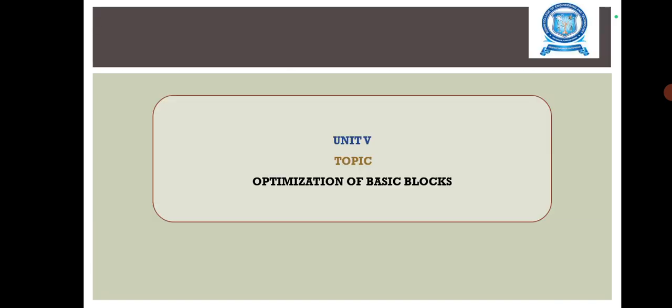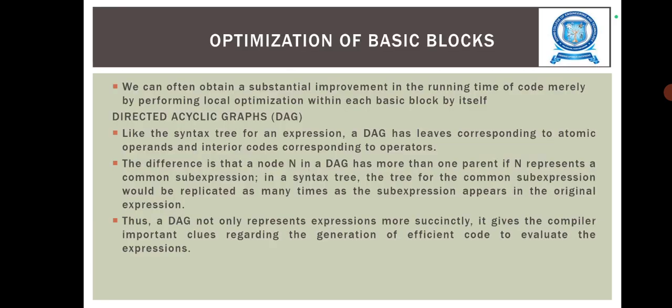Unit 5, Topic: Optimization of Basic Blocks. We can often obtain a substantial improvement in the running time of code merely by performing local optimization within each basic block by itself. A directed acyclic graph, short for DAG, like the syntax tree for an expression, has leaves corresponding to atomic operands and interior nodes corresponding to the operators.